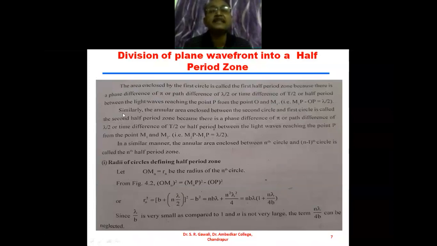The area enclosed by the first circle is called the first half period zone, as I have told you, because there is a phase difference of pi, or a path difference of lambda by 2, or a time difference of T by 2, or half period, between the light waves reaching the point P from the points O and M1. So the path difference between the two is M1P minus OP, which is equal to lambda by 2.